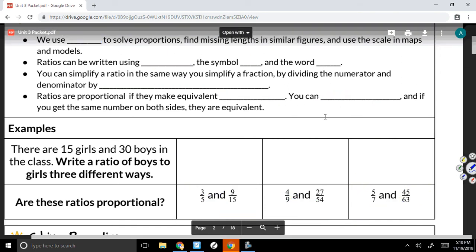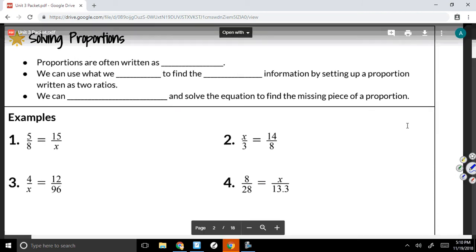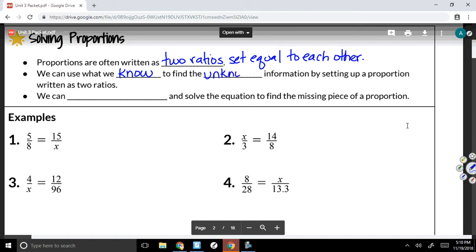All right, let's go down to the second half of our notes here on proportions. So here we are talking about solving proportions. Remember, proportions are often written as two ratios set equal to each other. So anytime you see two fractions equal to each other with an x in there, that is a proportion with an unknown value. We can use what we know to find the unknown information by setting up a proportion written as two ratios. And again, just like last time, we're going to cross multiply and solve the equation to find the missing piece of our proportion.